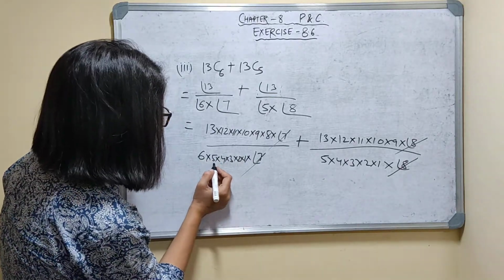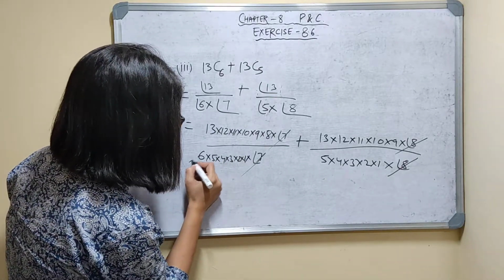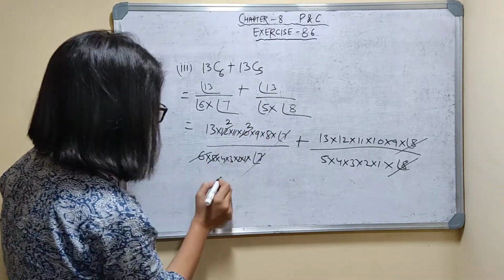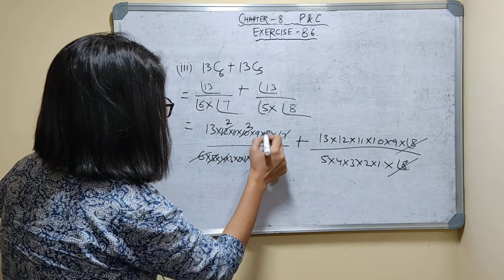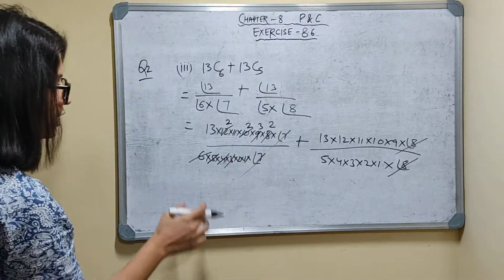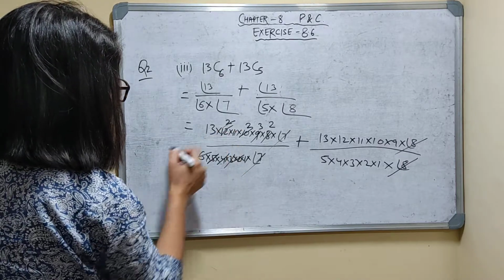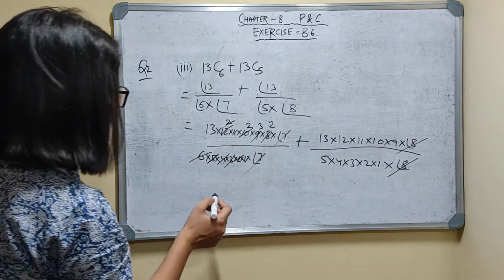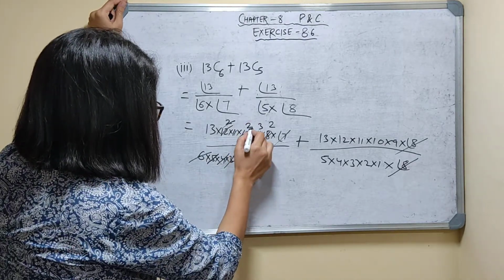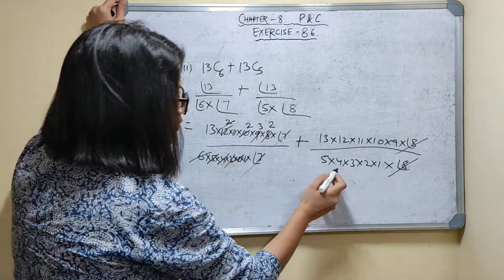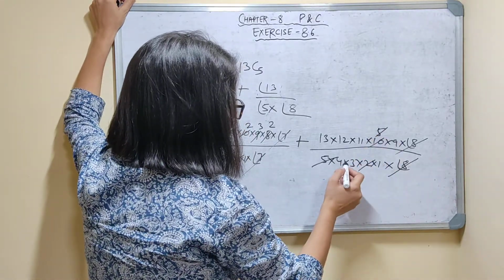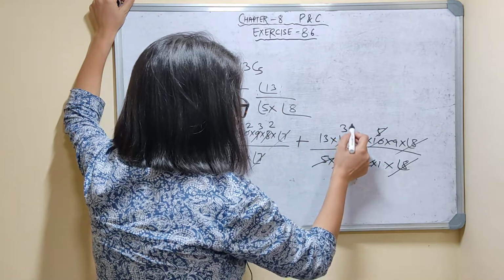6, 5: first, 6 twos are 12. 5 twos are 10. 4 twos are 8. 3 threes are 9. Now it's over. Now this 2 cancel. Is it fine? This is 2 only. Here also you can cancel. 2 fives are 10, 5 5 cancel. 4 threes are 12, 3 3 cancel.